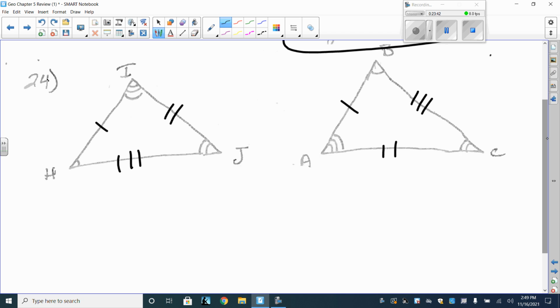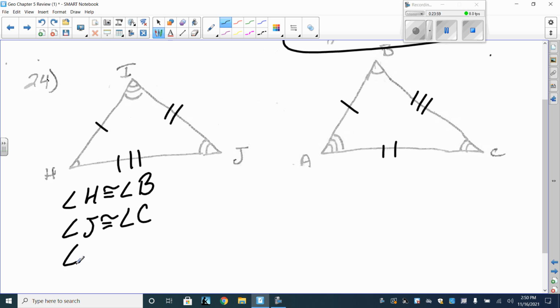Now, if we look at the angles, we can say angle H is going to be congruent to angle B, because they both have 1. We could also say that angle J is congruent to angle C because they both have 2. And lastly, angle I is going to be congruent to angle A because they both have 3, because we're matching up the marks.